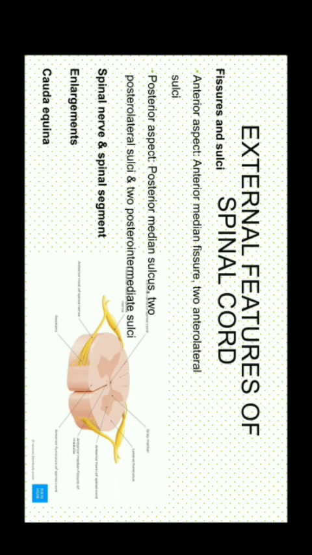I said the roots jut out from these sulci. Each of these roots, the anterior root and the posterior root, unite to form a spinal nerve. So this is a spinal nerve, this is the posterior root and this is the anterior root. Along its posterior root lies the ganglion.